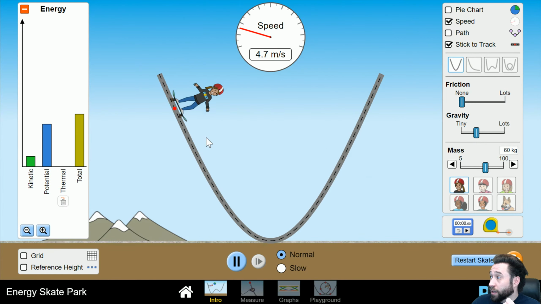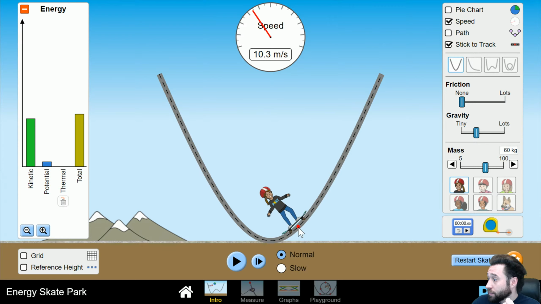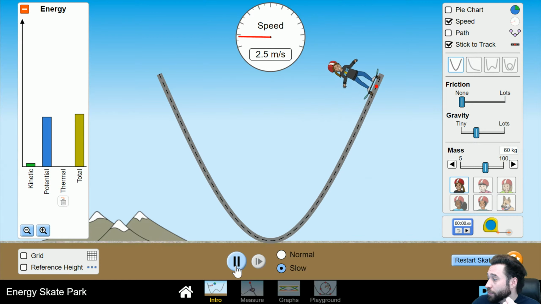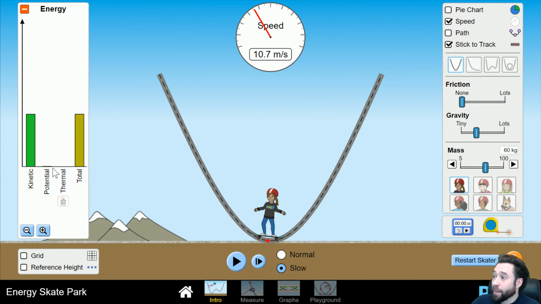And you'll notice that once they get down to the bottom, well, if I did it correctly, wish there was a way I could step it through. Come on down. Yeah. So it's not perfect, but you can see here that the potential energy is almost zero.